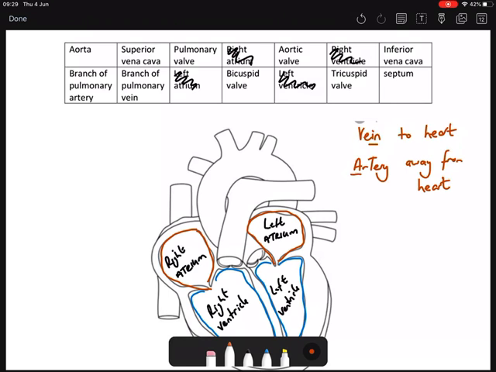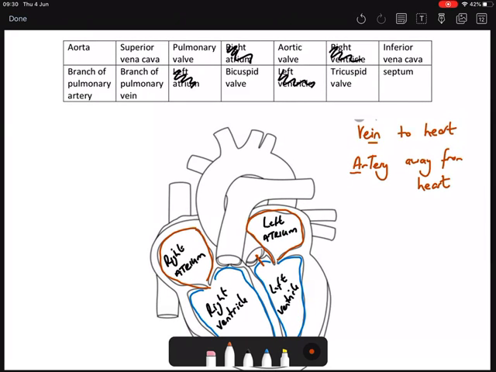So let's have a look first of all. Let's go with the aorta. Because it's beginning with A, it's going to be taking blood away from the heart. If it's coming away from the heart, it needs to be connected to a ventricle, and that would be happening here. So this one here is the aorta. It's going away, so it is an artery. So we'll scrub that one out.